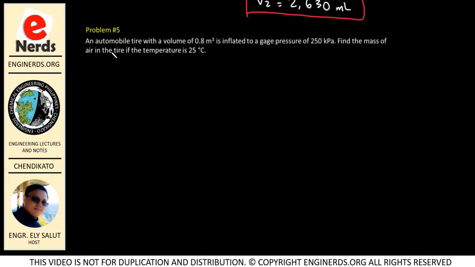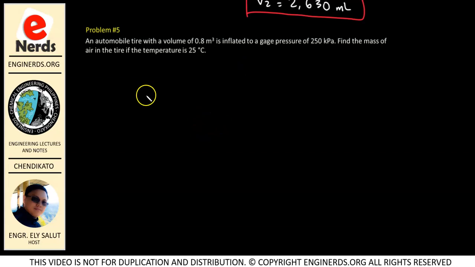An automobile tire with a volume of 0.8 cubic meter is inflated to a gauge pressure of 250 kilopascal. Find the mass of air in the tire if the temperature is 25 degrees Celsius. Okay? So, in here, hindi natin gagamitin yung combined gas law dahil wala namang binigay ditong initial at final condition natin. Ano? So, in here, given na ang ating volume, given ang pressure, and given ang temperature. So, ang pinahanap sa atin is yung mass ng ating air.